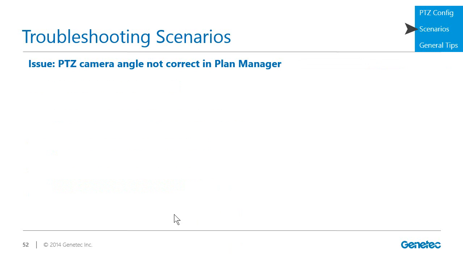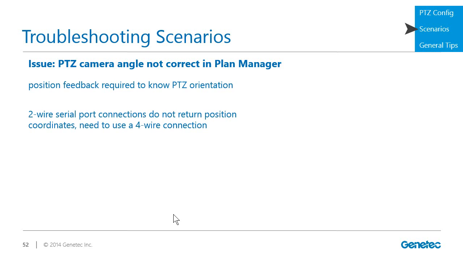Alright, now let's take a look at an example where we have the PTZ camera in a plan manager map, but it's not showing the correct position. Now there's a couple of things to check here, but the main thing we need to understand is that the unit must be able to provide position feedback in order for this to work. If your PTZ only has a 2-wire connection, you will only be sending commands to the unit and not receive anything back from it.